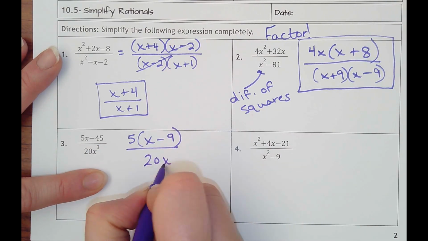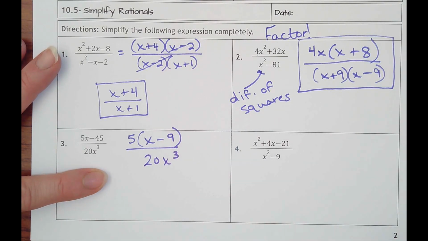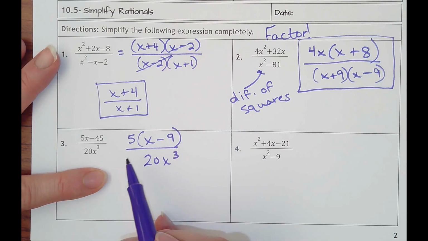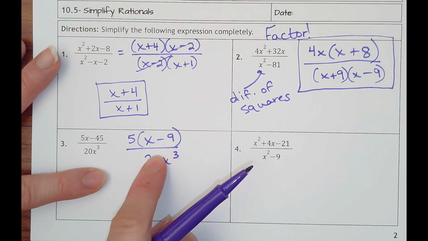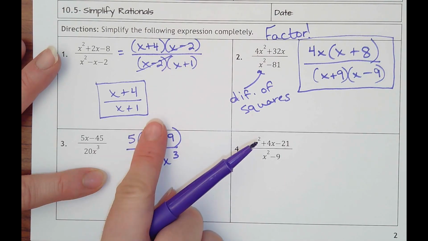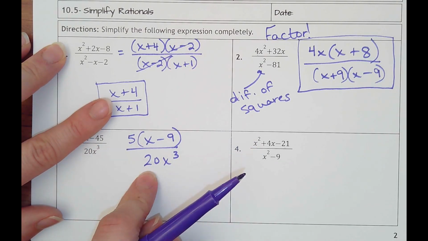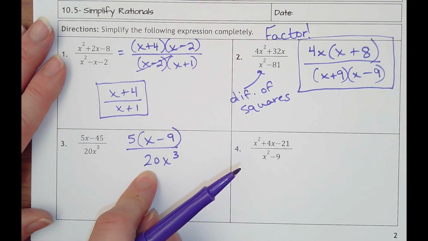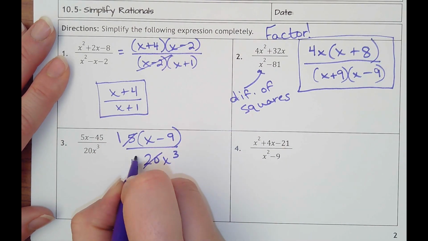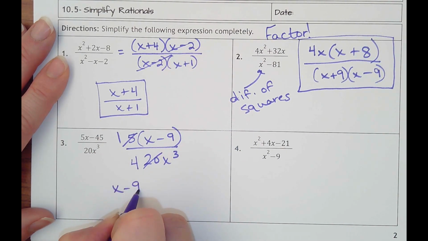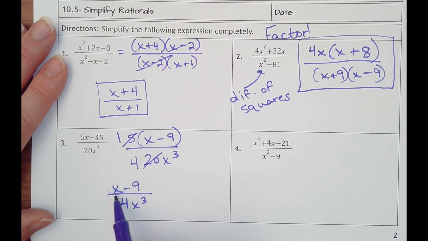over 20x cubed. The only thing I can simplify is this 5 divided by 20 because this is all one term. This is multiplication of this times this, so any of the multiplication pieces can get divided by the bottom. So 5 divided by 5 would be 1, 20 divided by 5 is 4. So you get x minus 9 over 4x cubed. But again, because this is all one piece, I can't divide out an x.